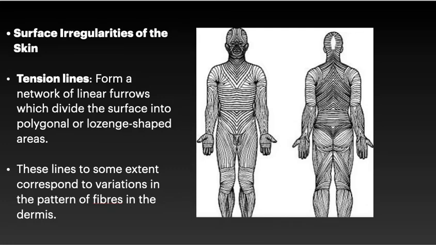Now coming to the surface irregularities of the skin, we have the tension lines that form a network of linear furrows which divide the surface into polygonal or lozenge shaped areas, as you can see on the right. These lines to some extent correspond to variation in the pattern of fibers in the dermis.